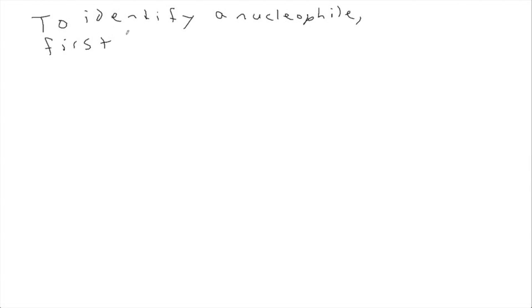So, how about nucleophiles? To identify a nucleophile, what have we said you look for first? Negative charge. Good. And we talked about the rule and the exception for that. Great. But what if nobody has a negative formal charge? What then?